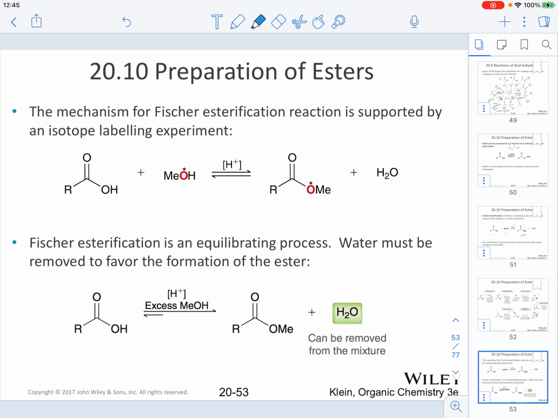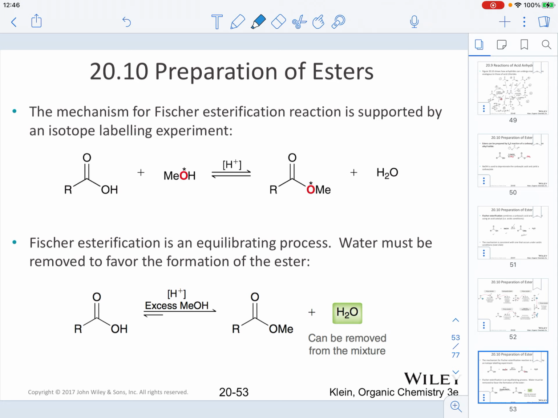Now, Fischer esterification is an equilibrating process. Water must be removed in order to favor the formation of that ester. So understand that in order for the reaction to be pushed into forming the ester, we need to be removing the water. So this is in a way bringing in the concept of Le Chatelier's principle, that since you are removing one of the products, it is going to push the reaction in the forward direction, specifically here the formation of the ester.